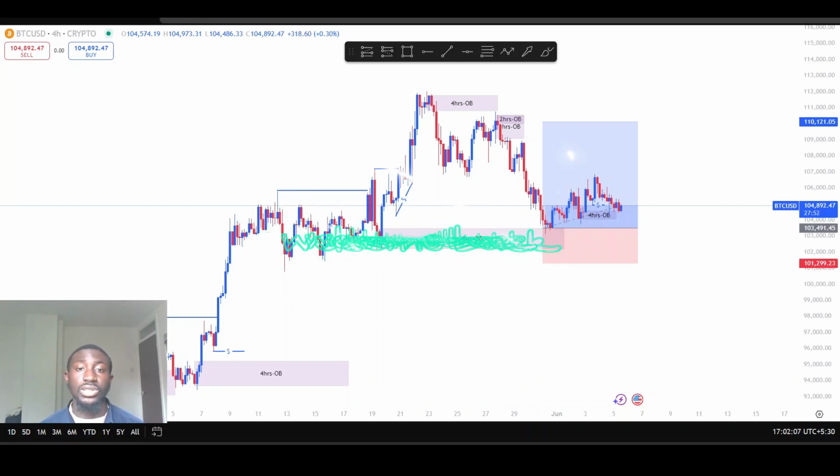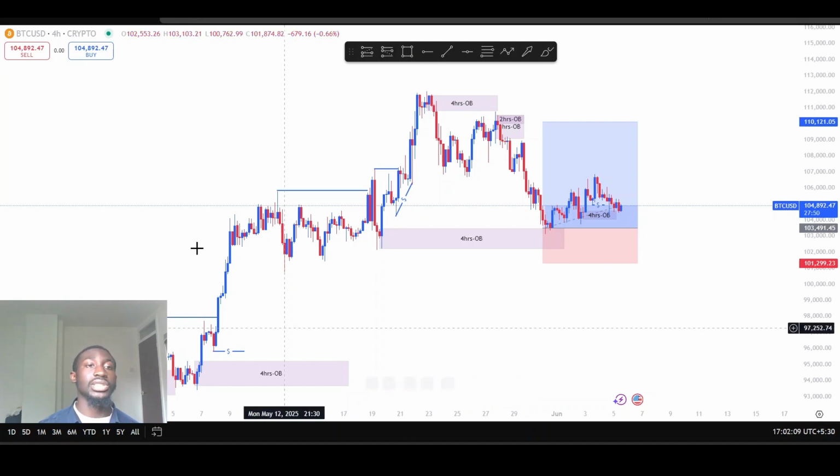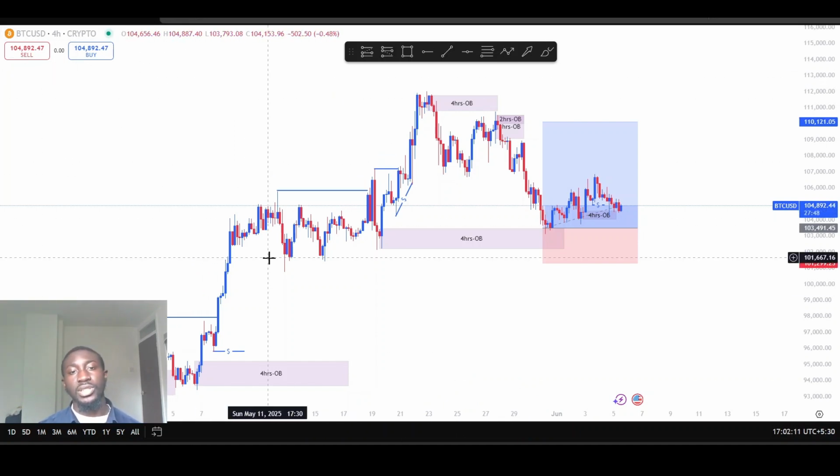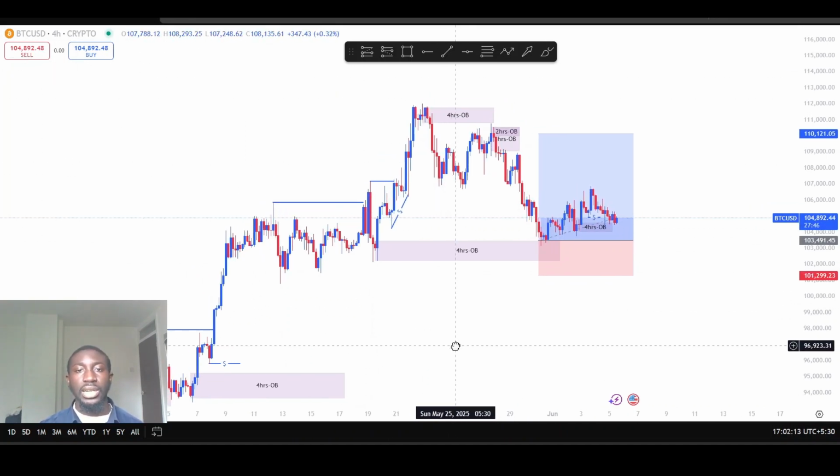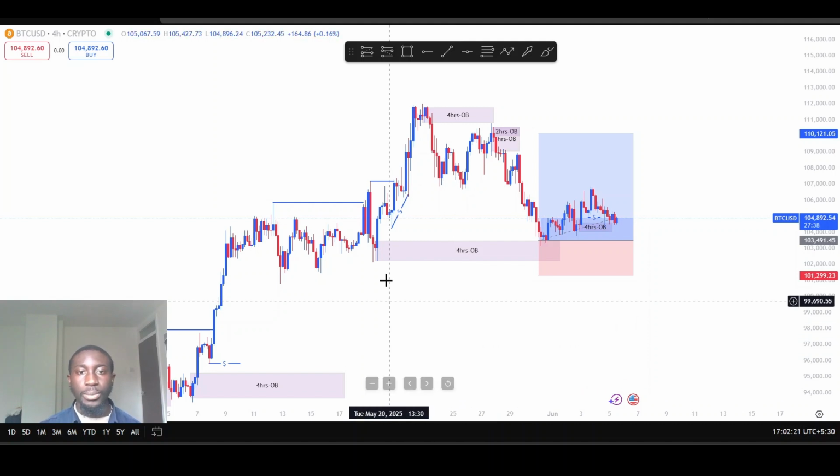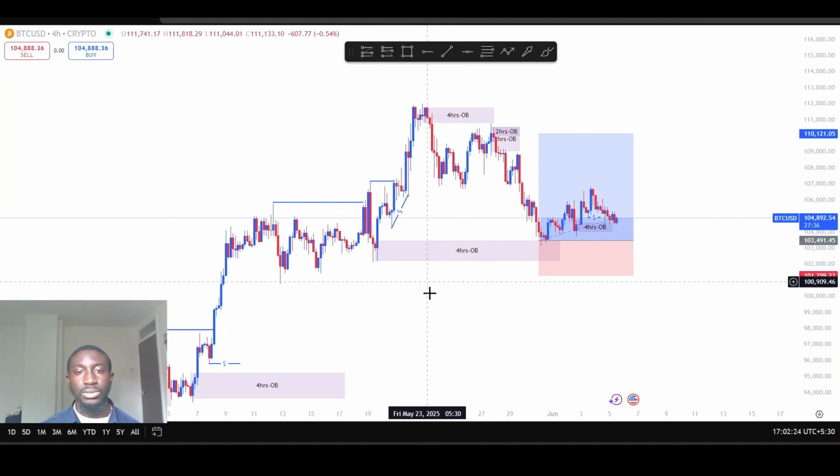Right now, as you can see on the screen, this is the BTC USDT 4-hour time frame. I don't know if you remember in my last video, if you have been following me, when I made an analysis for BTC that was hoping for buys around this 4-hour order block.